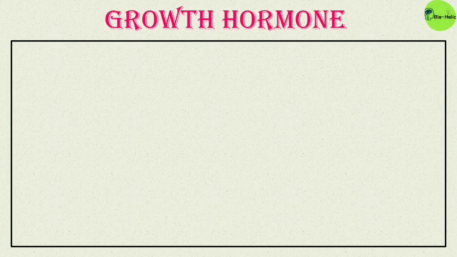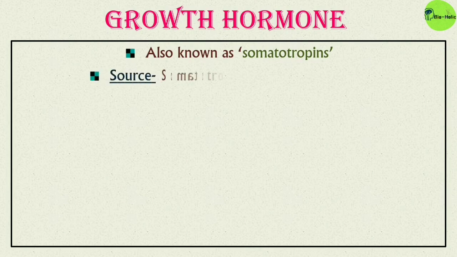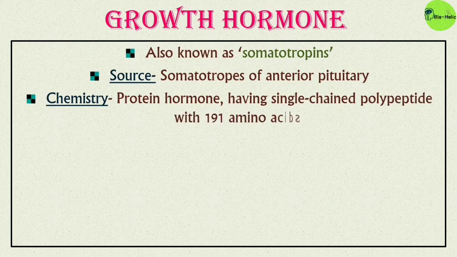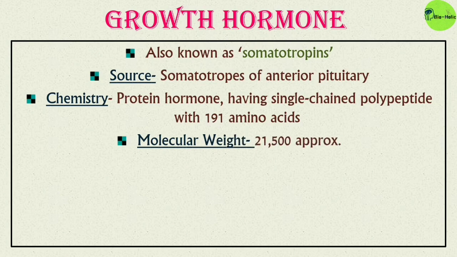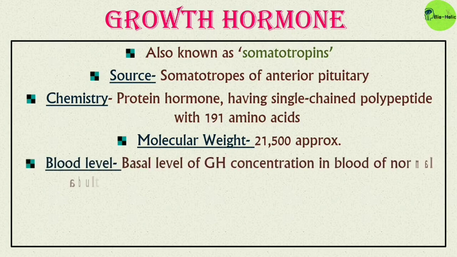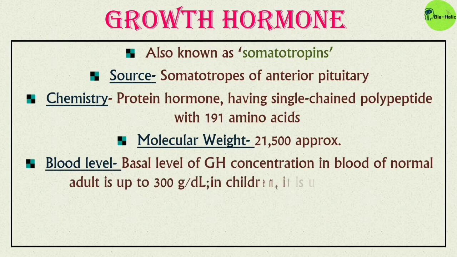Now first of all, let's get some idea about growth hormone. It is also known as the somatotropins. It is secreted from the somatotropes of anterior pituitary. Growth hormone is protein in nature, having single chain polypeptide with 191 amino acids. The molecular weight of growth hormone is about 21,500. In adult, the blood level of growth hormone is approximately 300 gram per dl, and in children it is up to 500 nanogram per dl.